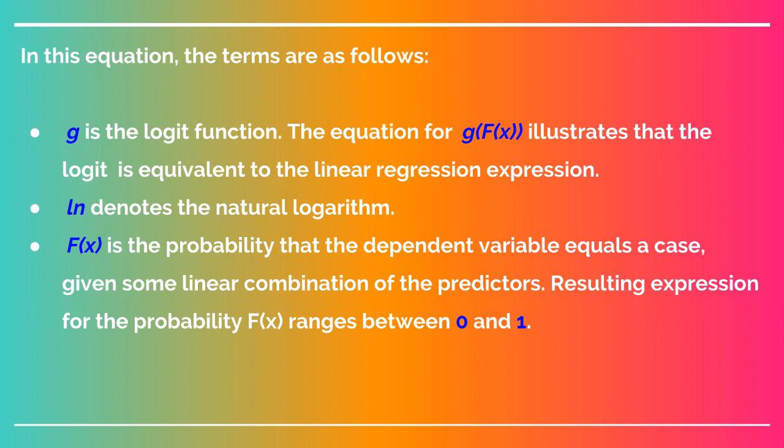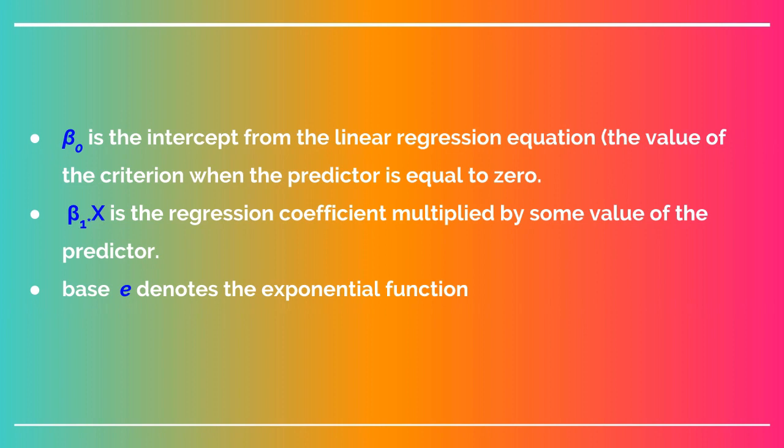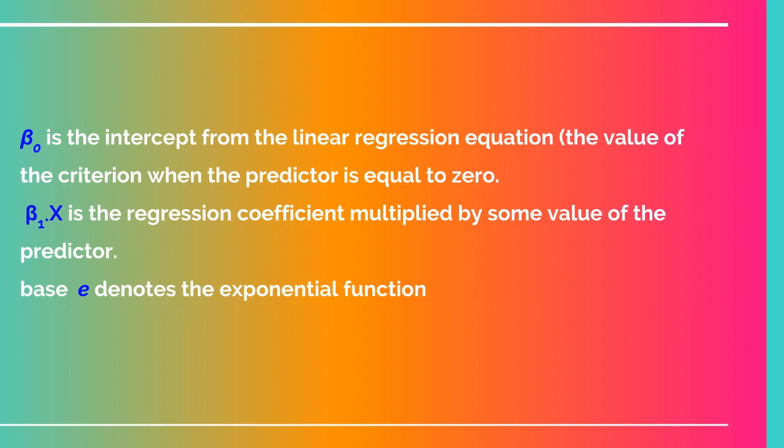In this equation, the terms are as follows. g is the logit function. The equation for g(f(x)) illustrates that the logit is equivalent to the linear regression expression. ln denotes the natural logarithm. f(x) is the probability that the dependent variable equals a case given some linear combination of the predictors; the resulting expression for the probability f(x) ranges between 0 and 1. Beta 0 is the intercept from the linear regression equation, the value of the criterion when the predictor is equal to 0. Beta 1 multiplied by x is the regression coefficient multiplied by some value of the predictor. Base e denotes the exponential function.